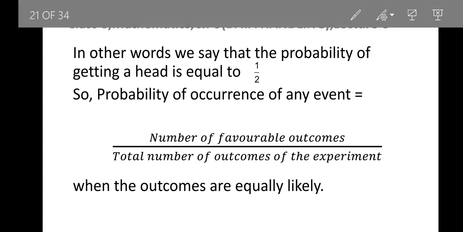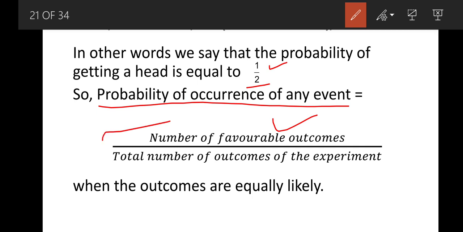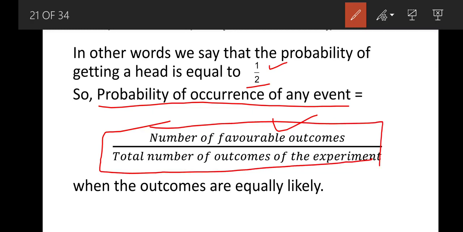So we can deduce the formula of probability of occurrence of any event: number of favorable outcomes, my favorable outcome is head, so that is 1, I have written in the numerator, divided by the total number of outcomes of the experiment. If I toss a coin, how many outcomes will I get? There are two chances of getting either head or tail. So 2 possible outcomes of this experiment. So the probability of occurrence of any event is given by number of favorable outcomes divided by total number of outcomes of the experiment. But the condition is that the outcomes are equally likely.